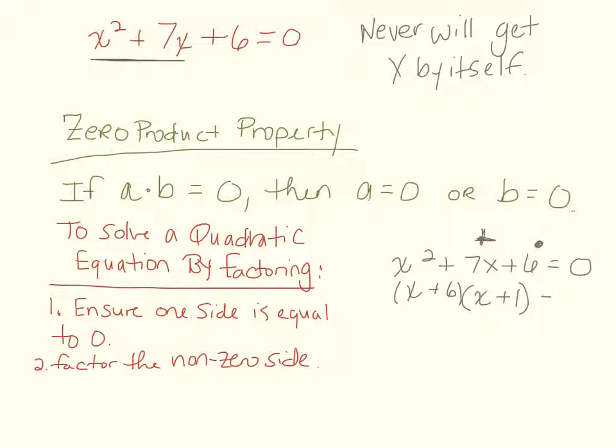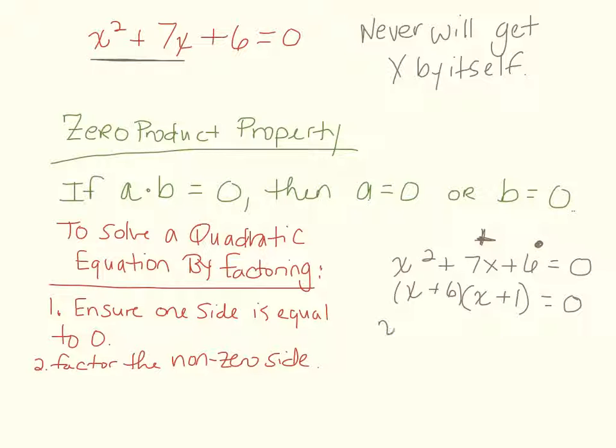Now remember, this is set equal to 0. Can we use the zero product property to solve? Yes, we can, because if I have a times b and it's equal to 0, then one of these factors has to be equal to 0. I have 2 factors. Remember, these are 2 factors. They multiply to give me x squared plus 7x plus 6. So these two things are multiplied together and the result is 0.